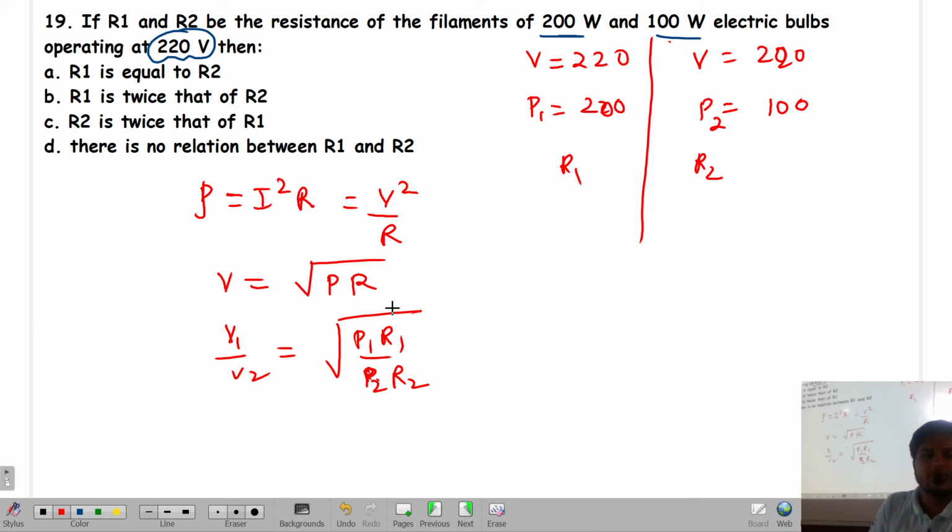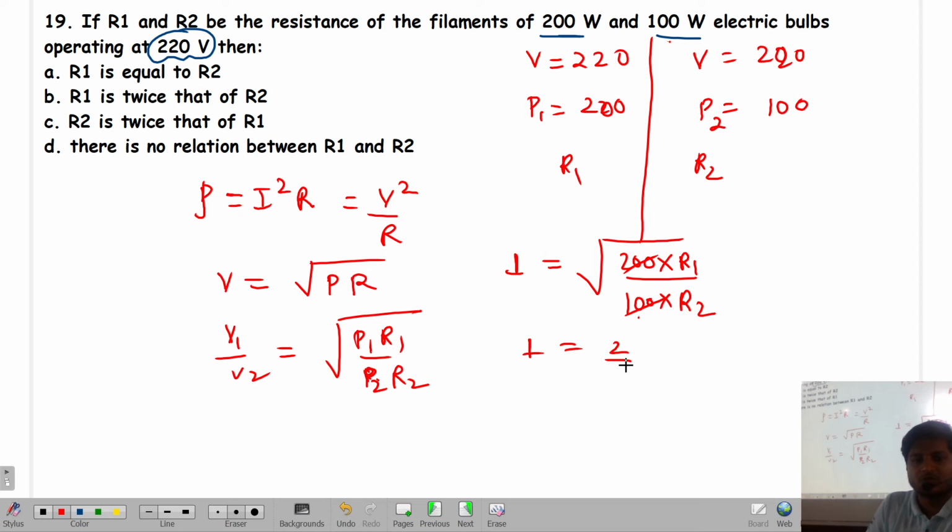Yes, sir. So V1 by V2 is equal to root over P1 R1 by P2 R2. P1 is 200, R1 you need to know. P2 is 100, R2 you need to know. 200 by 100 is 2, so root goes over there. It will be 2 by 1 into R1 by R2.